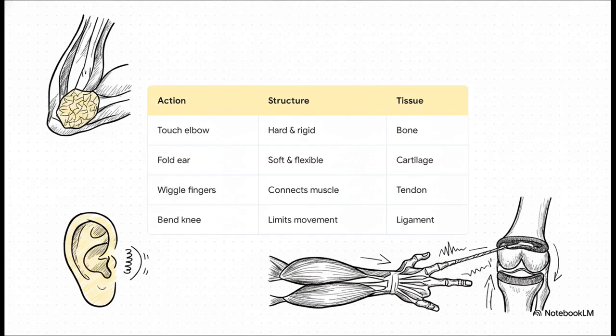And finally, bend your knee. Notice how it only bends in one specific direction? That vital stability is provided by ligaments, which connect bone to bone and literally keep you from dislocating your joints every time you take a step.